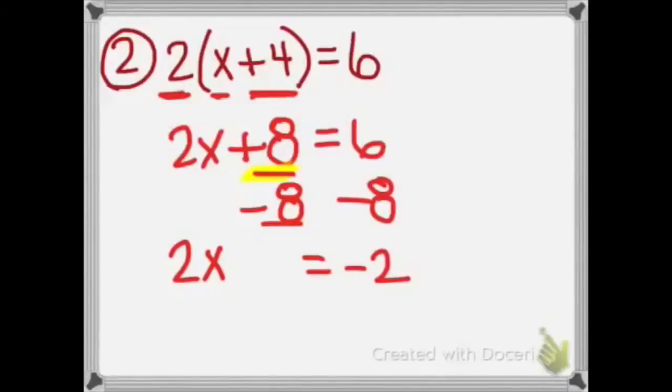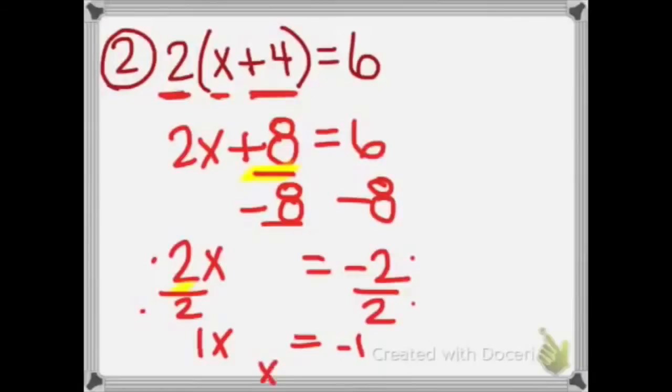The fourth step says multiply or divide the number with the variable. So this number is going to be 2. So since it says 2 times x, we're going to do the opposite, which is divide by 2. So 2 divided by 2 is 1x equals negative 2 divided by 2 is negative 1. So x equals negative 1.